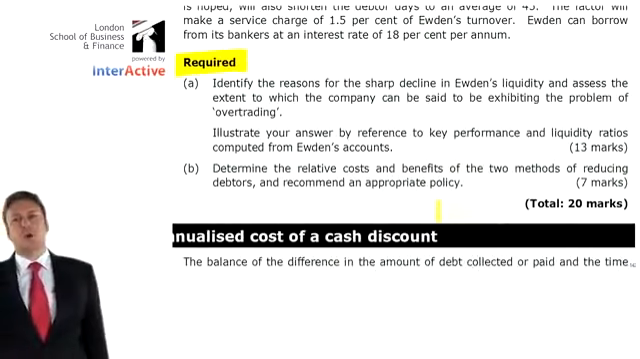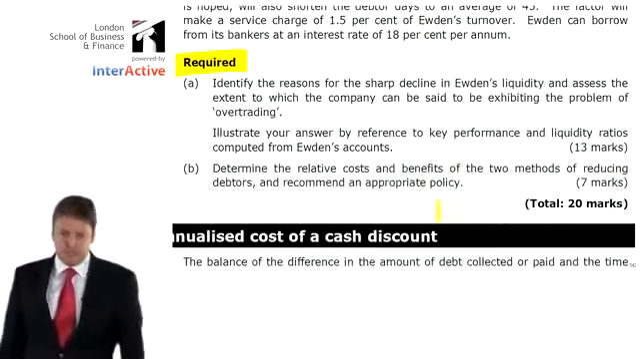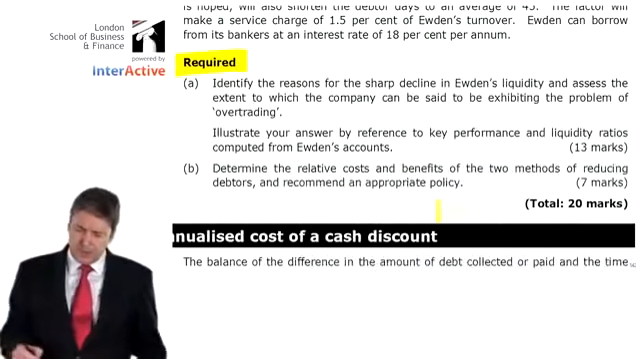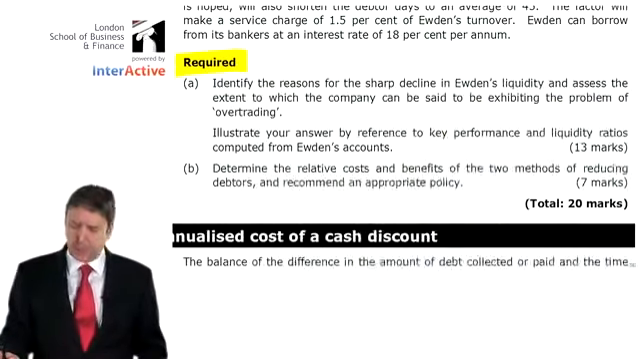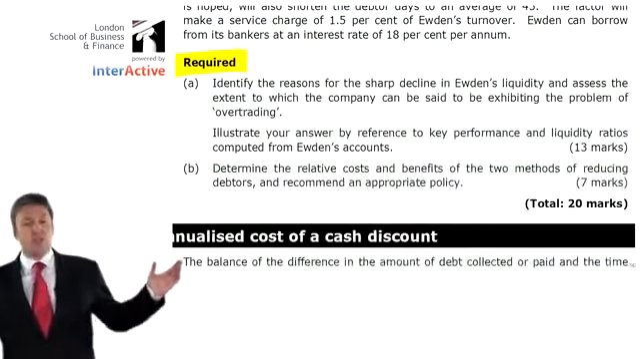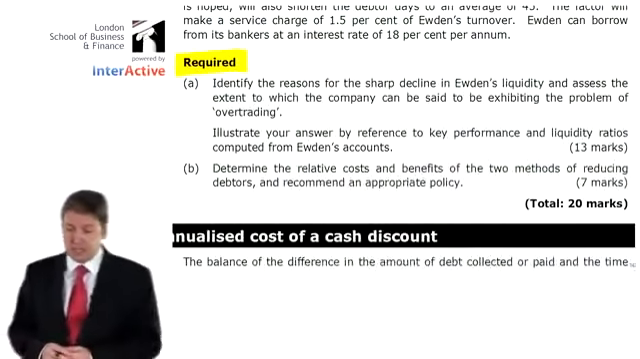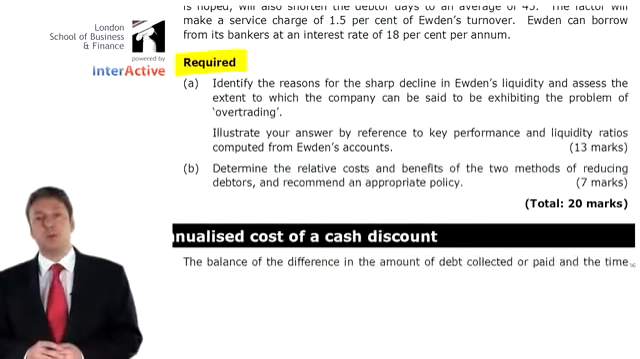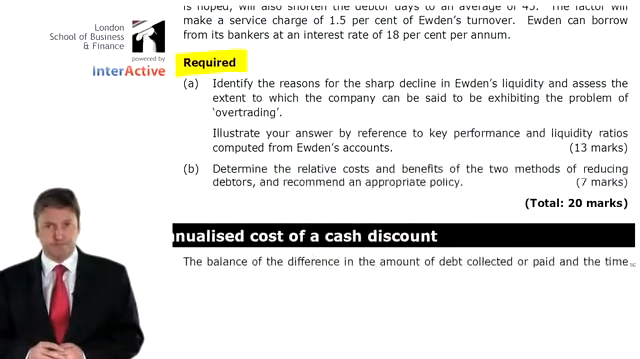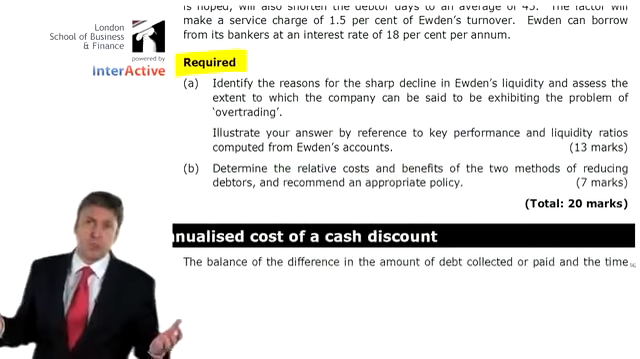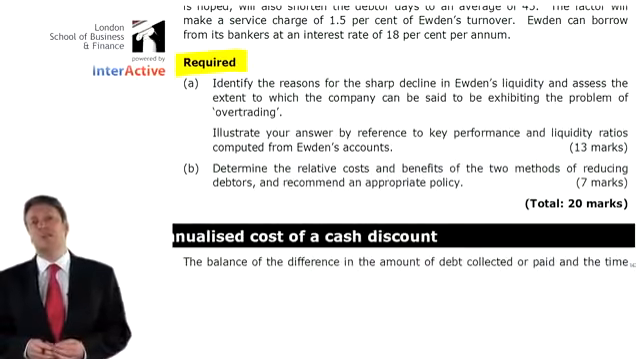If we're looking at our requirement here, please read it. Identify the reasons for the sharp decline in Uden's liquidity and assess the extent to which the company can be said to be exhibiting the problems of overtrading. What's the most important word in the whole of that requirement?